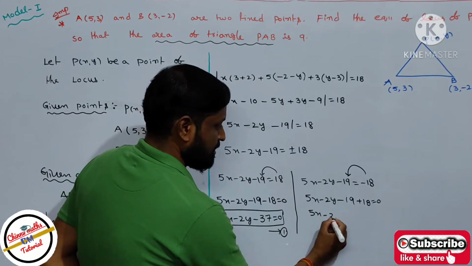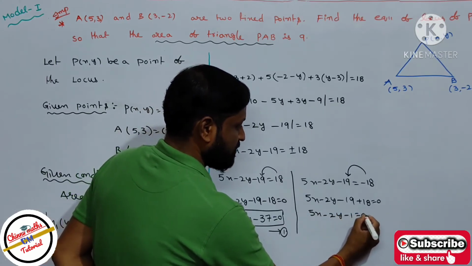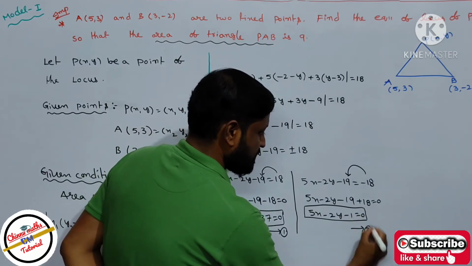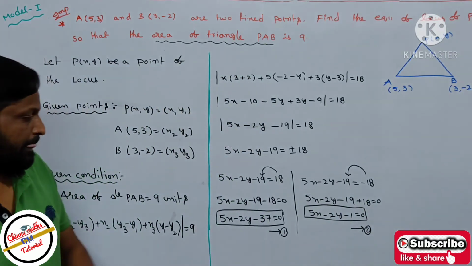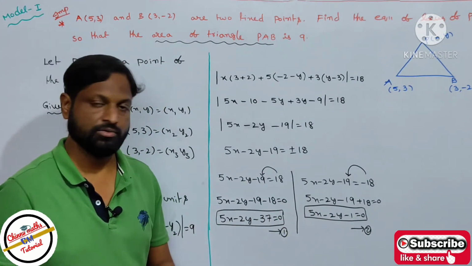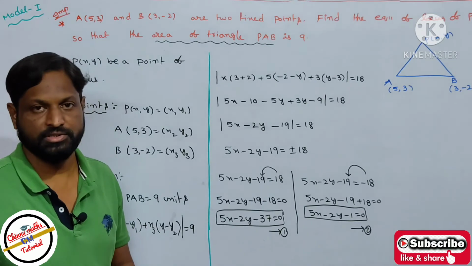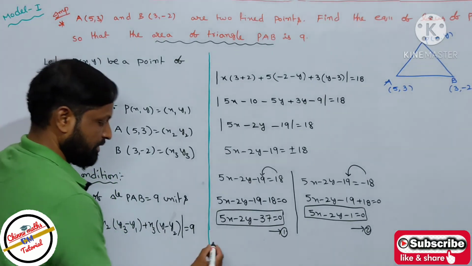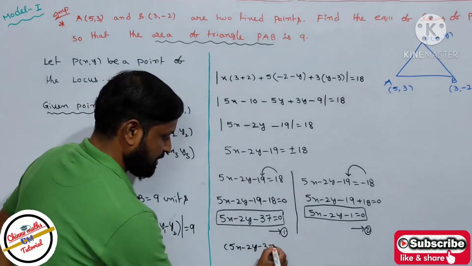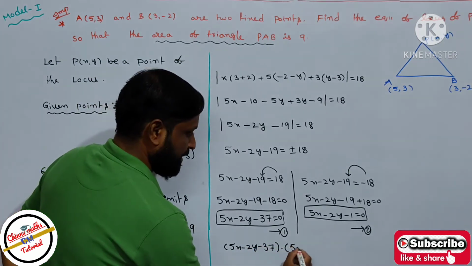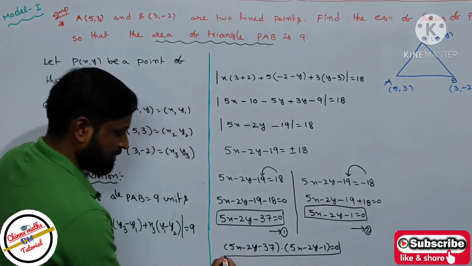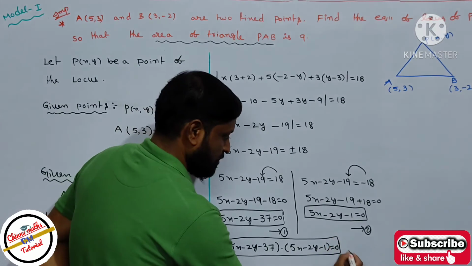Then 5x minus 2y minus 1 equal to 0. Minus 19 plus 18 equal to minus 1. It is equation 2. Next, from equation 1 and equation 2, the first equation is 0, the second equation is 0. That means the product of the two equations is also 0. Then you can write (5x minus 2y minus 37) into (5x minus 2y minus 1) equal to 0. It is our required equation of the locus.